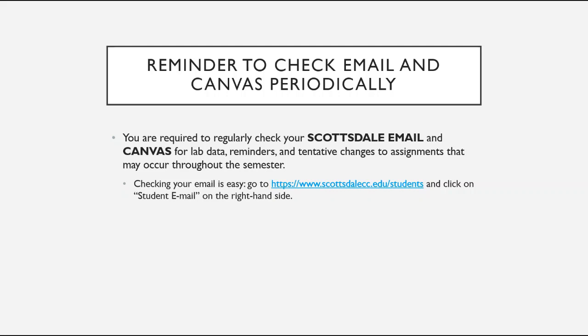If you're not familiar with how to check your student email, you can go to scottsdalecc.edu/students, and then on the right hand side you can simply click student email. I don't interact with outside emails, so be sure you're using your certified student email for communication. Preferably go through Canvas though. That's where we try and keep everything centrally located.